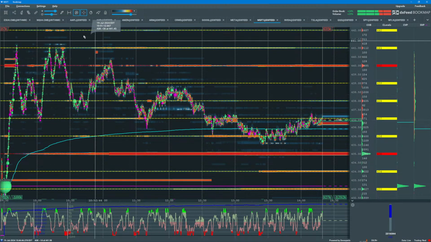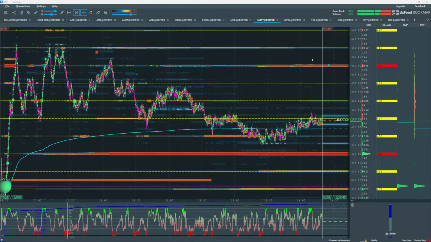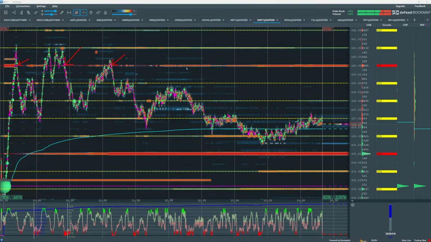So if you're looking for a short opportunity today, this is what I was looking at. Multiple reverses at the call wall. So some short scalp opportunities at the call wall. You could have bought a put spread, sold a call spread, or just short stock several times.